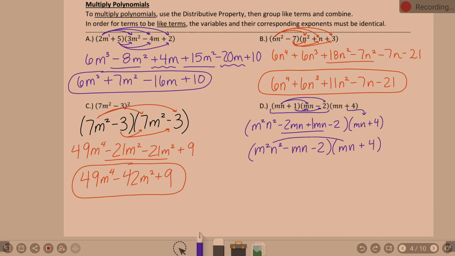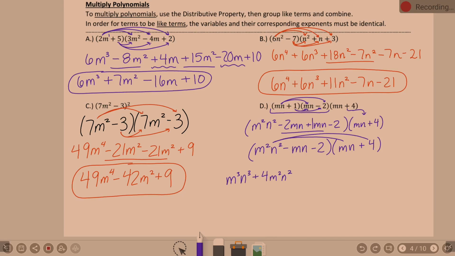What's m squared, n squared times mn? m squared, n squared. No, you're going to add the exponents, right? Is it mn or m cubed, n cubed? There we go. We got it. I knew what I was trying to say, but couldn't say it. m cubed, n cubed. Okay? What about m squared, n squared times 4? 4 m squared, n squared. It is a tongue twister.